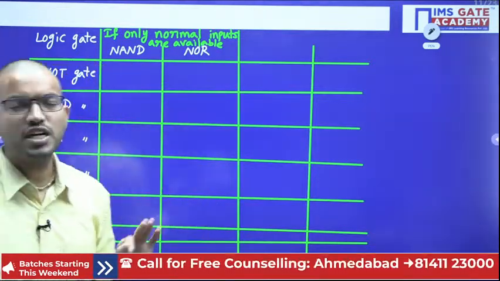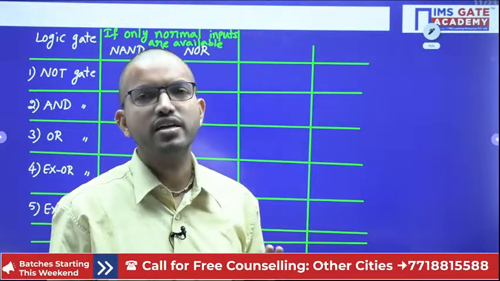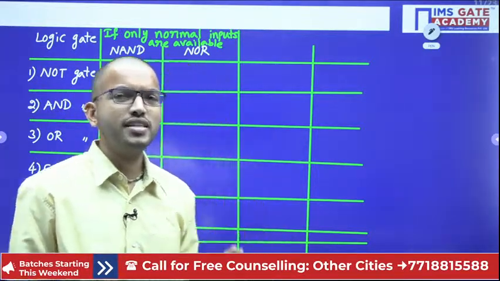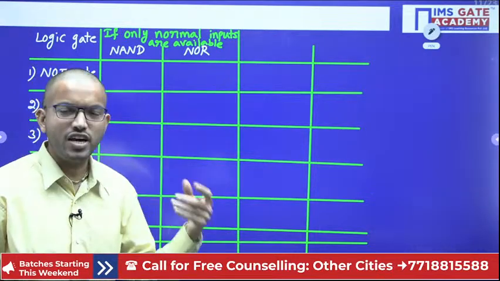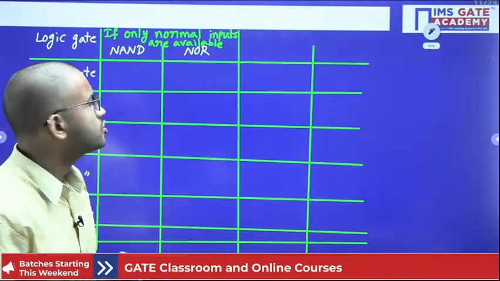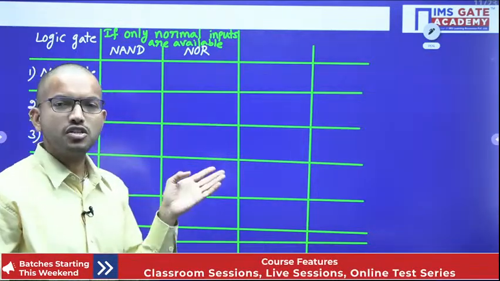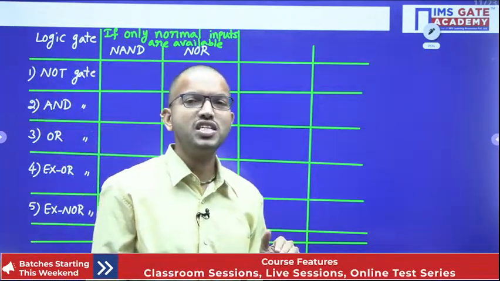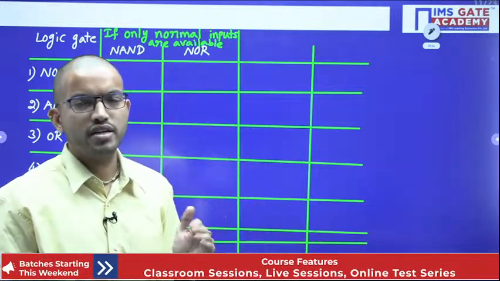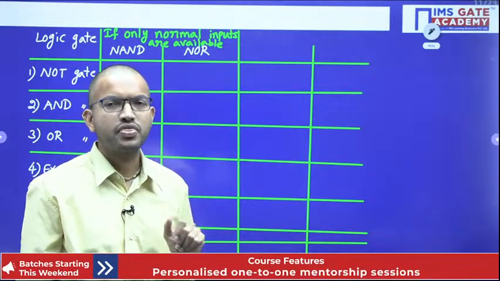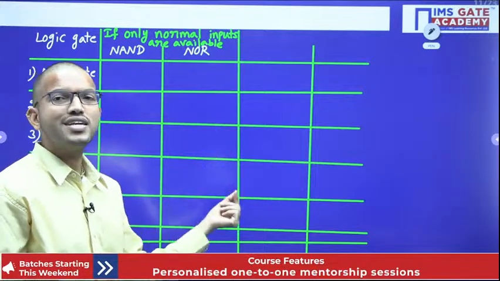If they don't specify regarding the inputs, by default, suppose you are having an XOR gate, you will apply A and B as the inputs. That means both the inputs are in normal form, right? So whenever they don't specify in which form the inputs are available, by default you can consider those inputs to be in normal form. But sometimes in the question they will specify that the inputs are available both normal and complement.